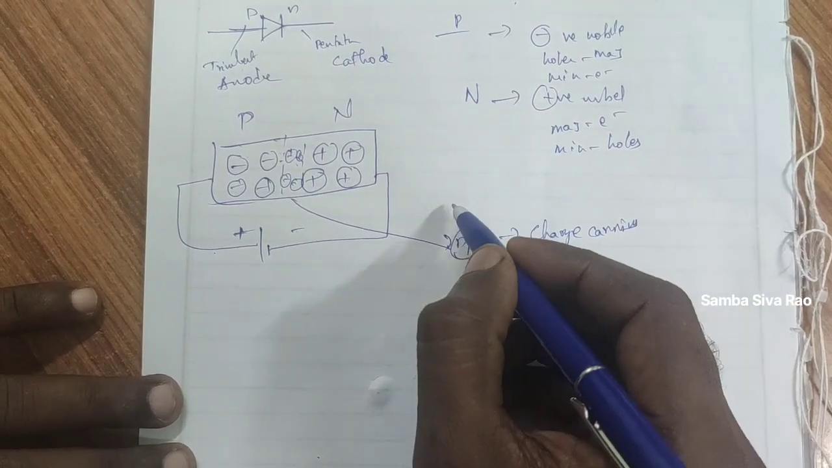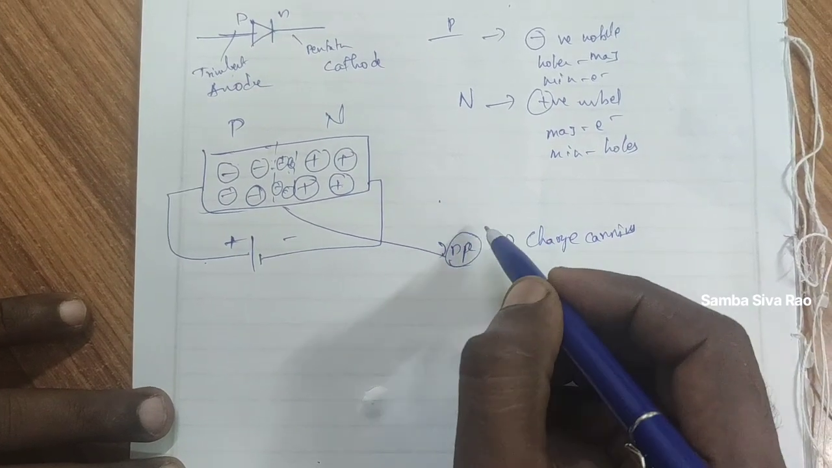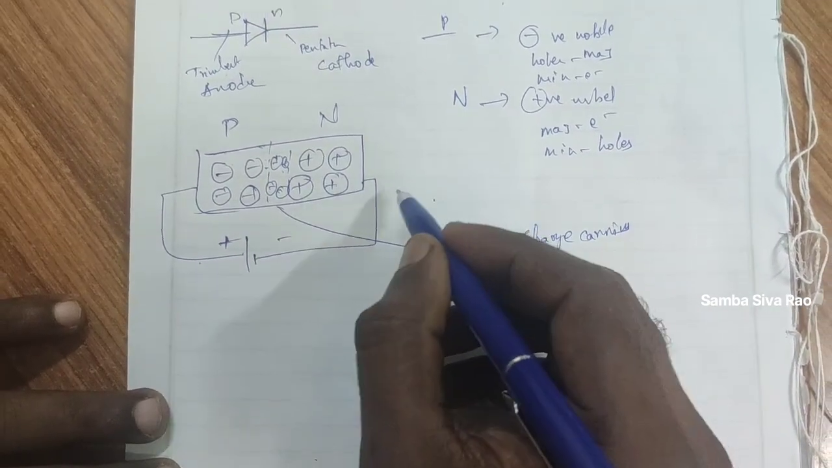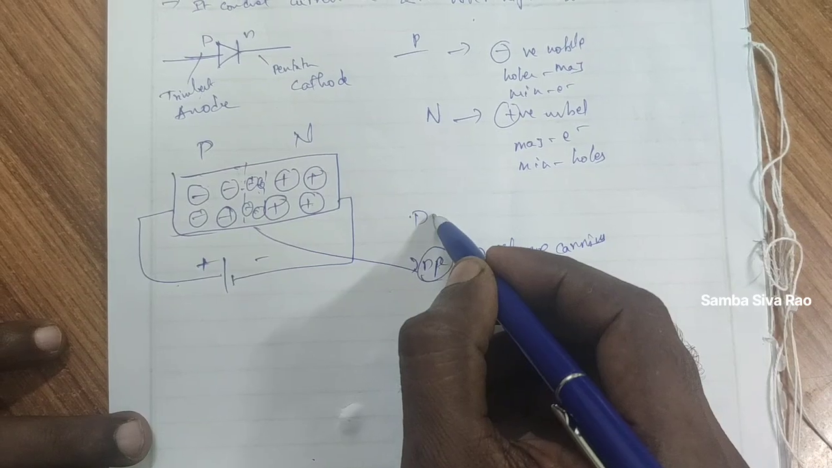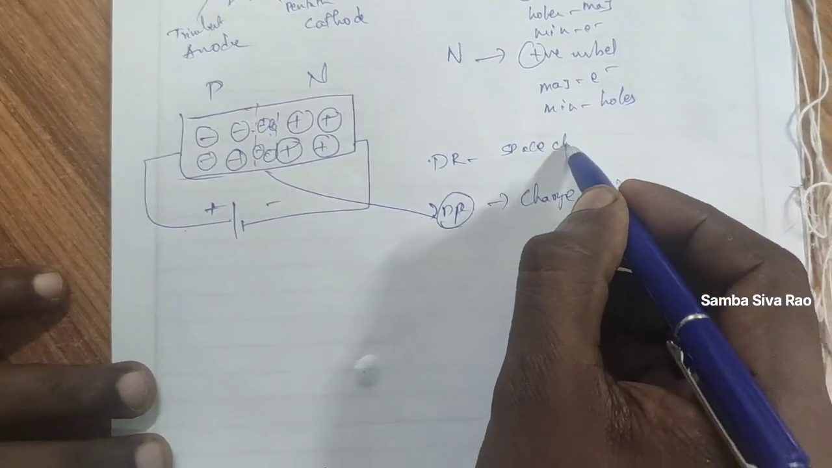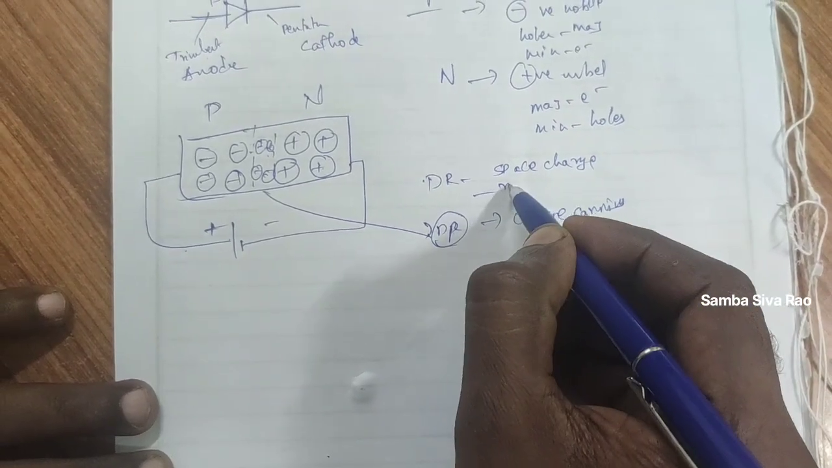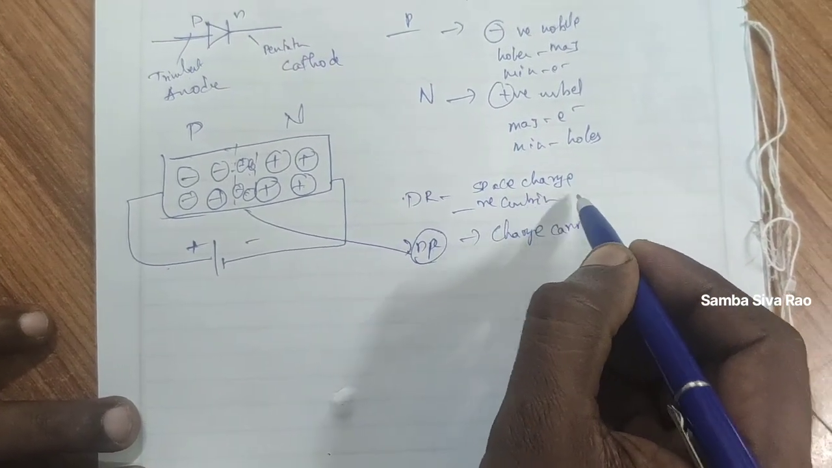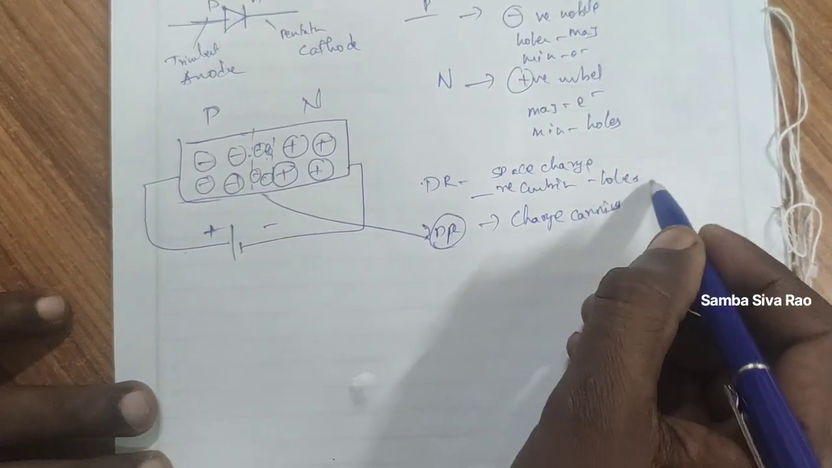Next, the depletion region is also known as the space charge region. It is a recombination of holes and electrons.